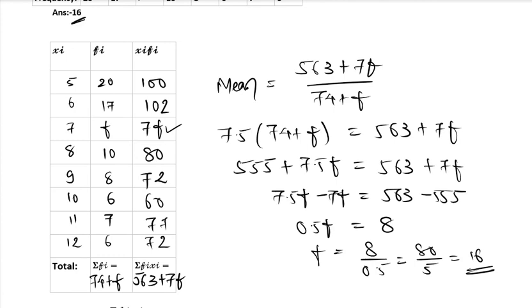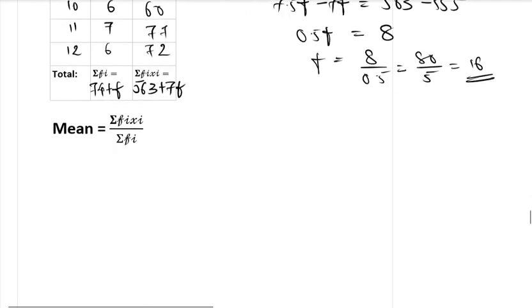I hope you have understood the method. Just be careful about not adding the f and the term with the f when you take sigma fi xi and sigma fi. The missing frequency variable should not be added, and then just put it in the formula of direct mean and you should get the answer, right?